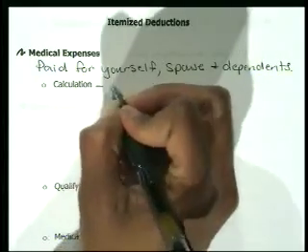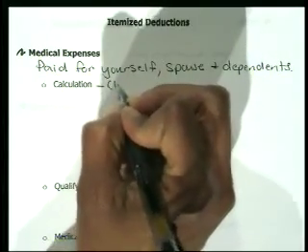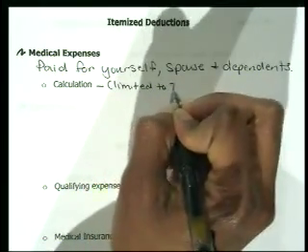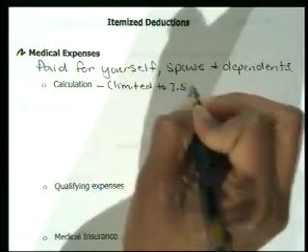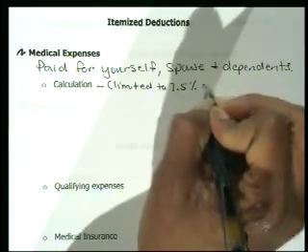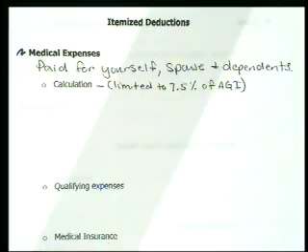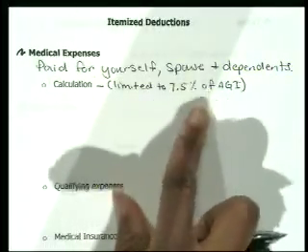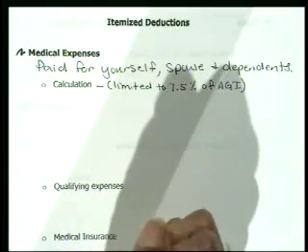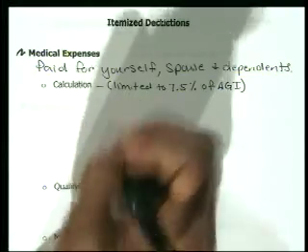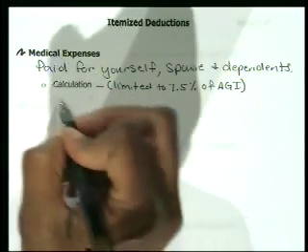Now, the thing about these is that there's a limit on them. They're going to be limited to 7.5% of your AGI. So you're going to have an AGI limitation. I'm not going to get them all. I'm only going to get the amount that exceeds 7.5%. So this is the way the calculation goes.